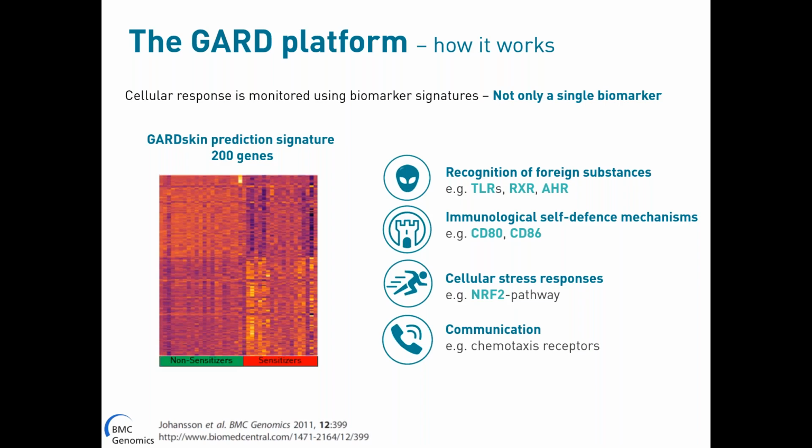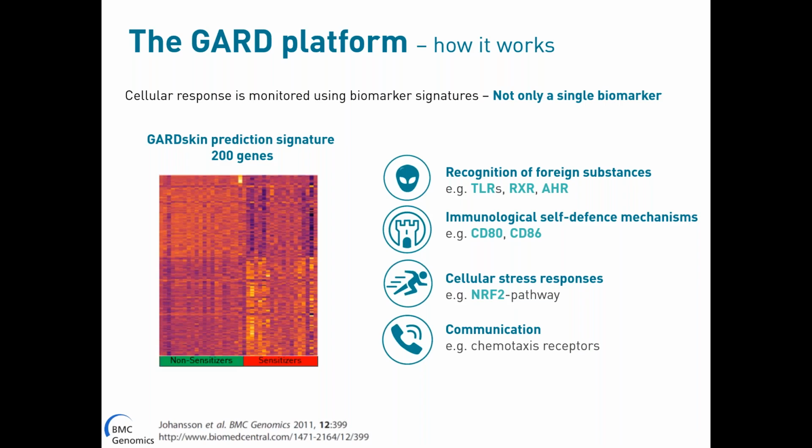This is just an example to show the 200 genes in the GARD skin prediction signature that comprise the readout of this assay. What you see in the heat map is basically the different regulation of the 200 genes in the prediction signature, based on whether cells are exposed to a skin sensitizer or a non-sensitizer. Basically, these genes that we have in our biomarker signatures are of course not selected at random.